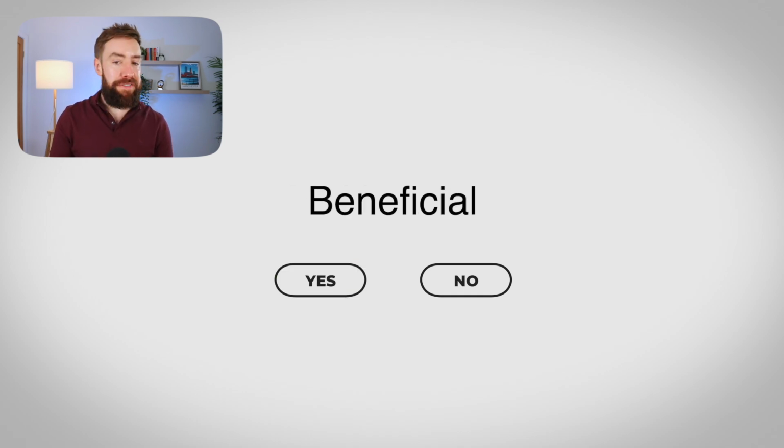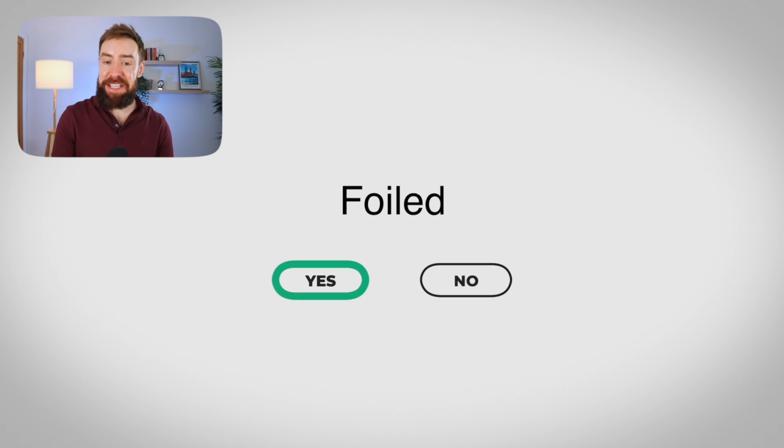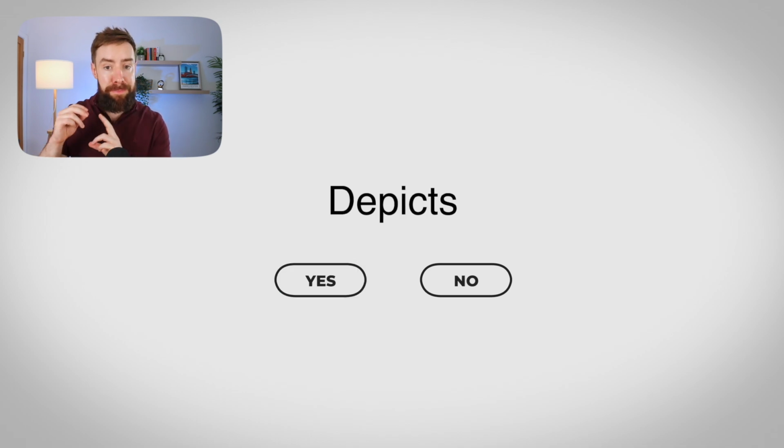11, beneficial. It looks sort of like it might be wrong. There's lots of different vowels in there, but it actually is a real word. It's spelt correctly. 12, foiled. That is one as well. When we say foiled, it means that you stopped someone from doing something. Like, let's say Sherlock Holmes foiled Moriarty's plan. He stopped his plan. Number 13, depicts. That one is real as well.